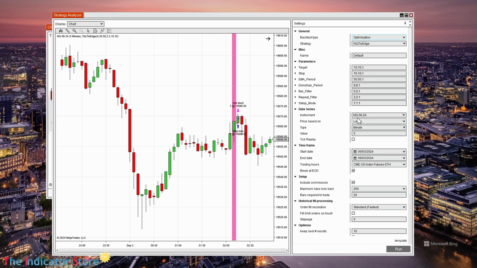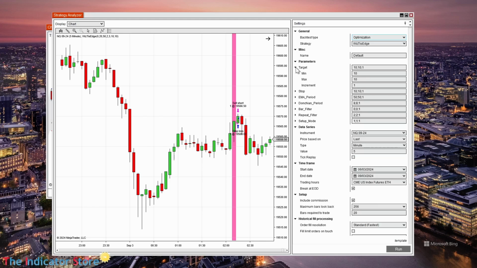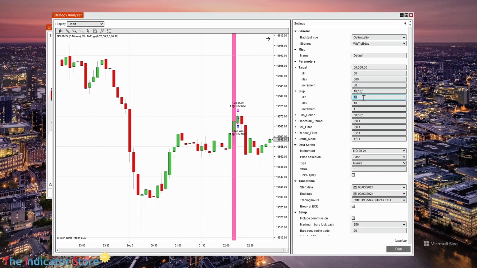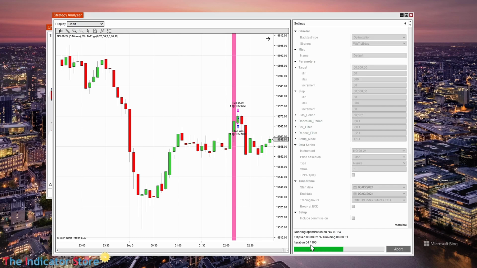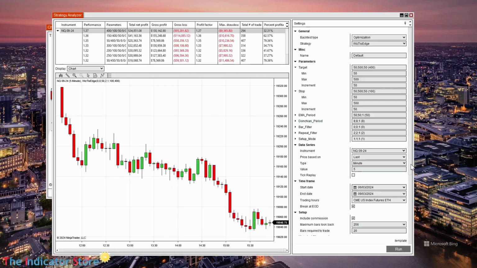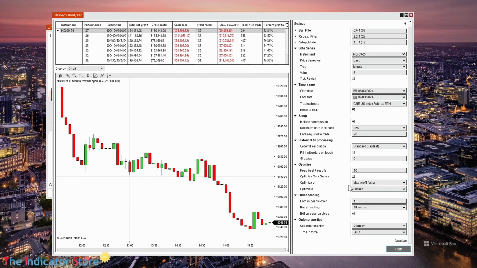So we select optimization, and now each one of the parameters is a range from to an interval. So for the target we test between 50 to 500, and 500 is really big, in increments of 50. More or less 10 or 11 combinations. The same for the stop, from 50 to 500 in intervals of 50. And now we have more or less 100 combinations, 10 targets multiplied by 10 stops. Not changing the periods, okay? Sorted by profit factor.